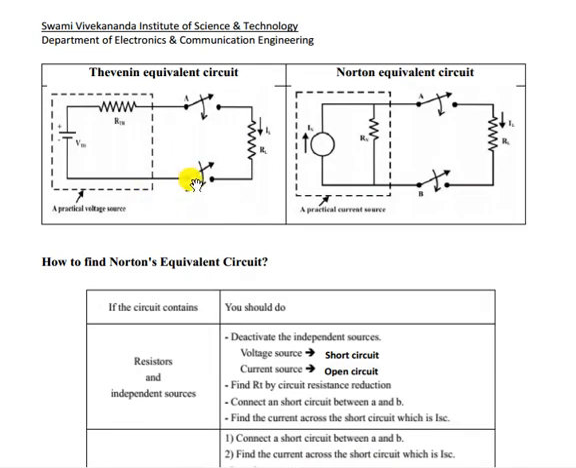If you compare the Thevenin and Norton equivalent circuits, in Thevenin we have VTH and RTH: whatever the complex circuit, it is converted to a single voltage source in series with a resistance RTH. For Norton's theorem, whatever the complex circuit may be, it can be converted to a single current source in parallel with a resistance, called Norton resistance. So Norton theorem is just a dual of Thevenin theorem.